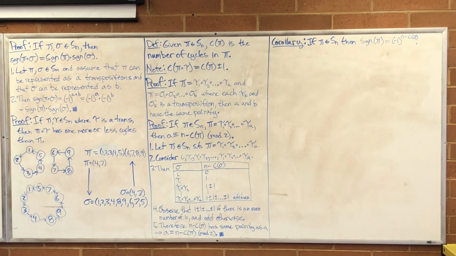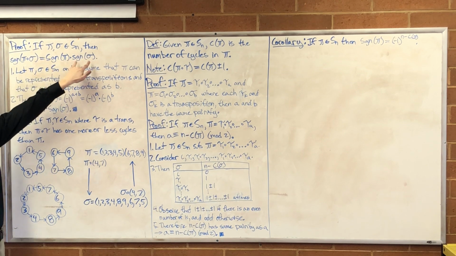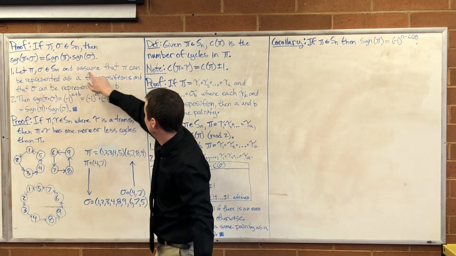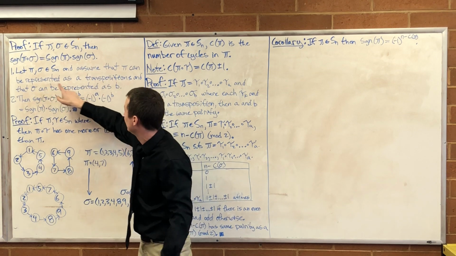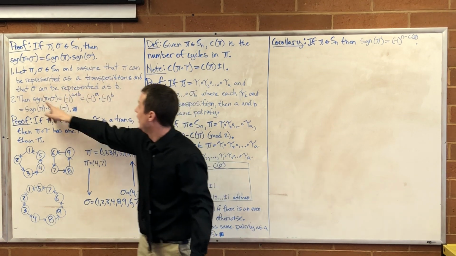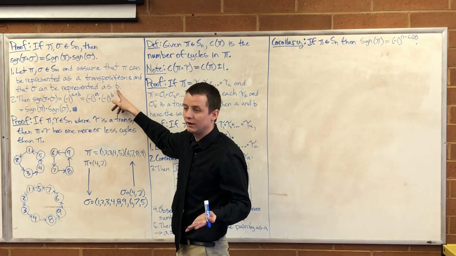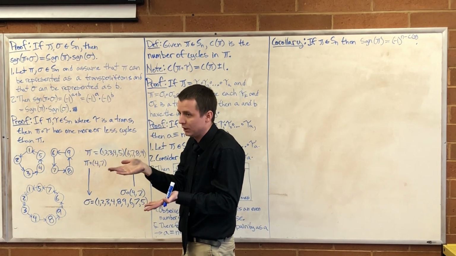So, what are we doing now? If we have two permutations, pi and sigma, then the sign of pi composed with sigma is the same thing as the sign of pi times the sign of sigma. That's what we're going to prove. Let pi and sigma be in Sn and assume that pi can be represented as A transpositions and sigma can be represented as B transpositions. We don't know anything about A and B, it's just the number of transpositions that make them up.